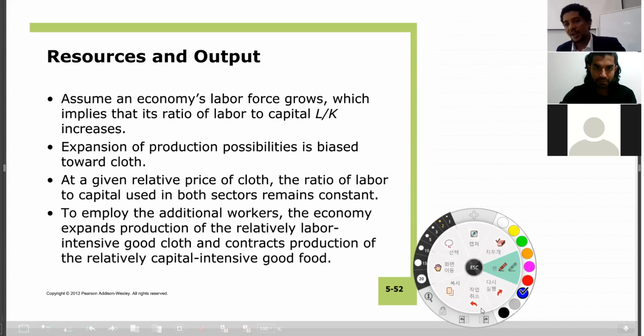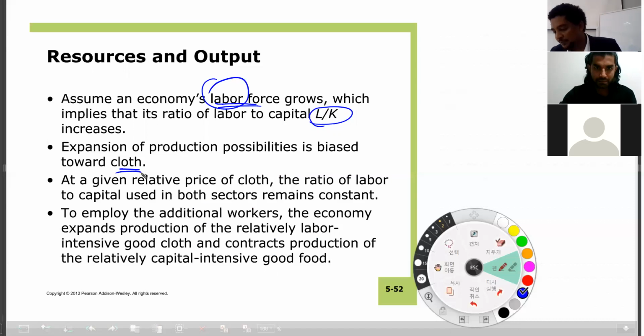So assume an economy's labor force grows, which implies that the ratio of labor to capital increases. So there is the assumption that the economy's labor force increases. What is the advantage here? If the labor force increases, more clothes will be produced, right? Because clothes is labor intensive. So expansion of production possibility will be biased toward clothes, right? Because clothes is labor intensive.